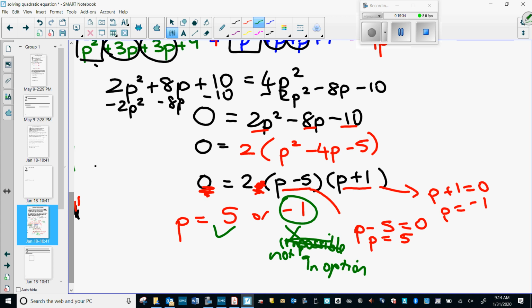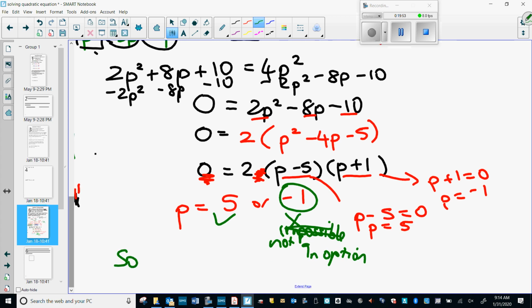Wait, but say we wrote p equals 5 or negative 1, and we left it like that, would that be okay? You would lose a mark because you didn't recognize that negative 1 was not an option. So for this question, would they want us to just say 5? Yes. So you would write this and then say, so p equals 5.